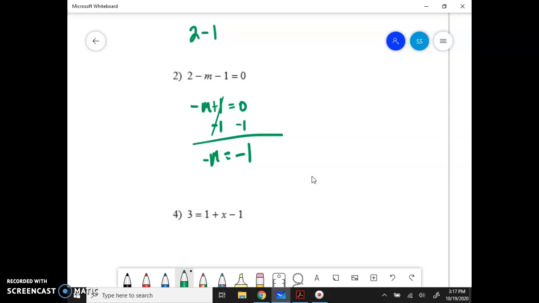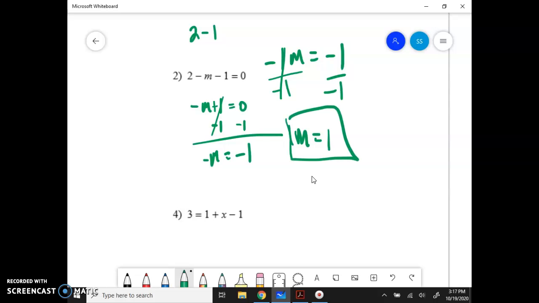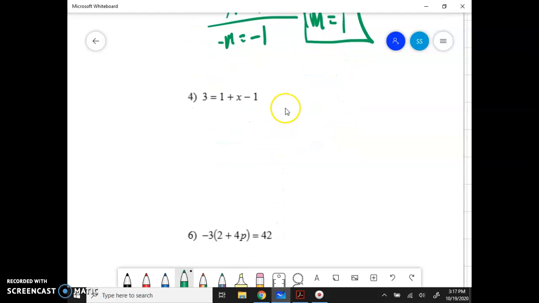Technically this is negative 1m is equal to negative 1. So if I want to get a positive 1m, I just need to divide by negative 1, divide by negative 1, and I'm left with a positive 1m is equal to negative 1 divided by negative 1, which is 1. So there we go, 1m is equal to 1.